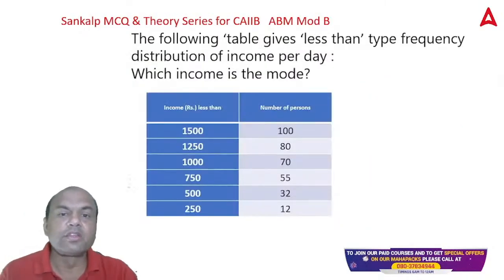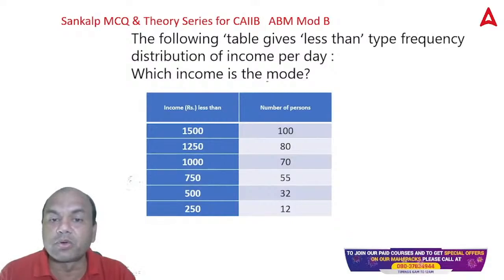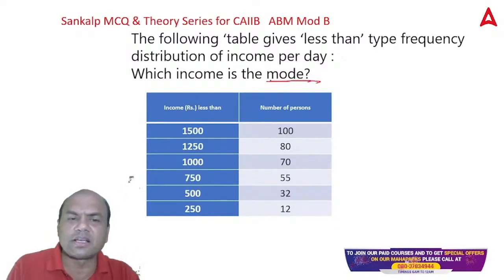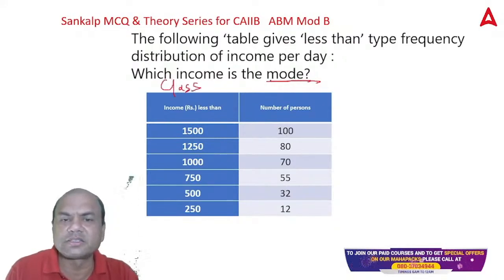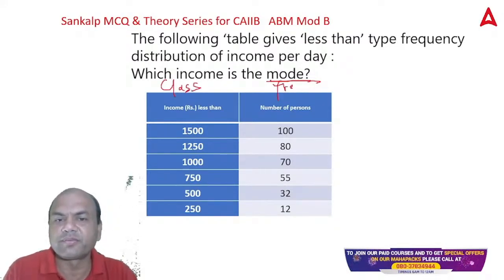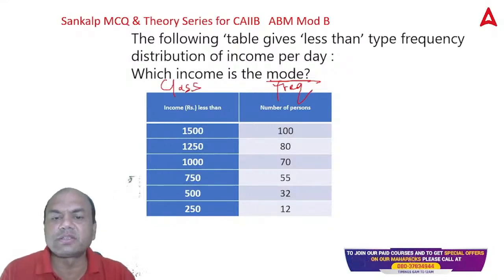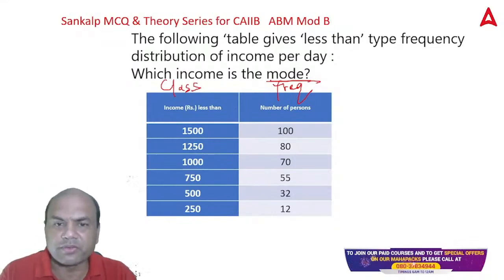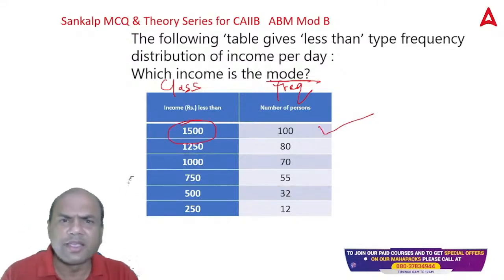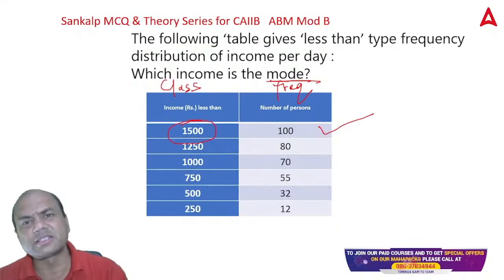Next one. The following table gives less than type frequency distribution of income per day. Which income is the mode? Look at this: this is the class, and this is the frequency. Mode means the class which has the maximum frequency. Which is the maximum frequency here? 100. So the modal class is this 1500. Simple, isn't it? In the exam, such numericals are a cakewalk for you.